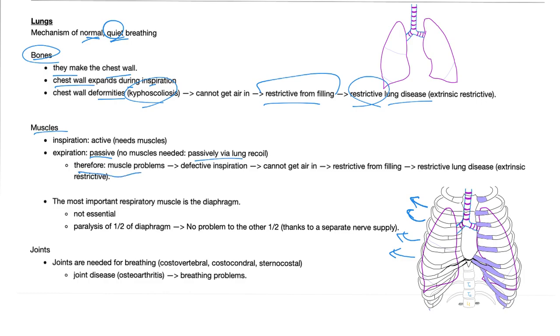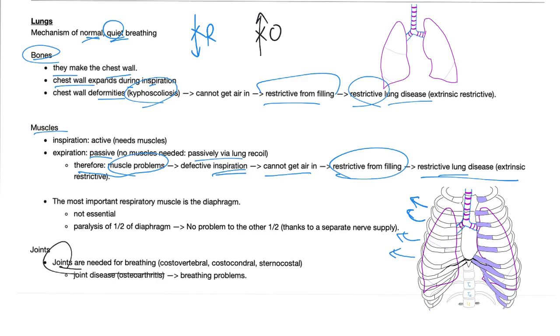Let's say you have muscle problems. Do you think you're going to have problems with inspiration or expiration? Of course, inspiration, because expiration is already passive. It doesn't need any muscle. Defective inspiration, you cannot get the air in. It's called a restrictive lung disease, because in restrictive lung disease, you cannot get the air in. Obstructive lung disease, you cannot get the air out.